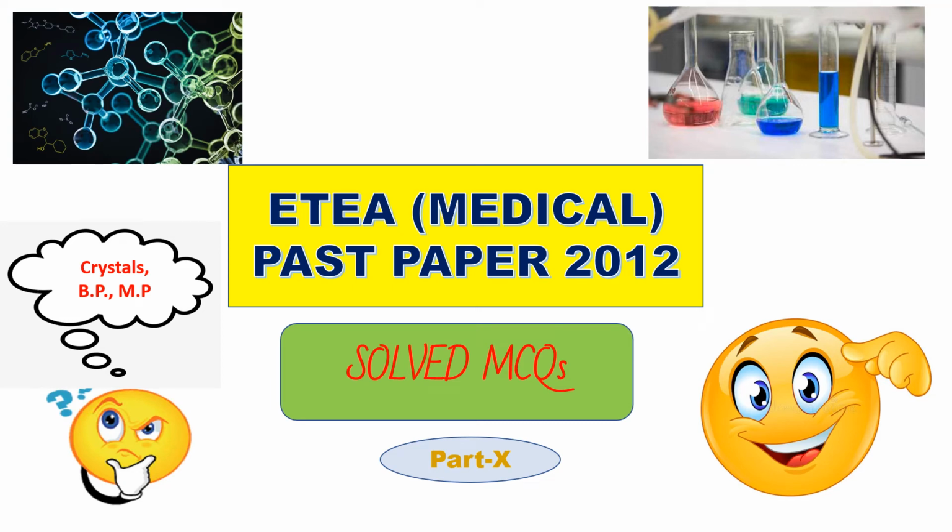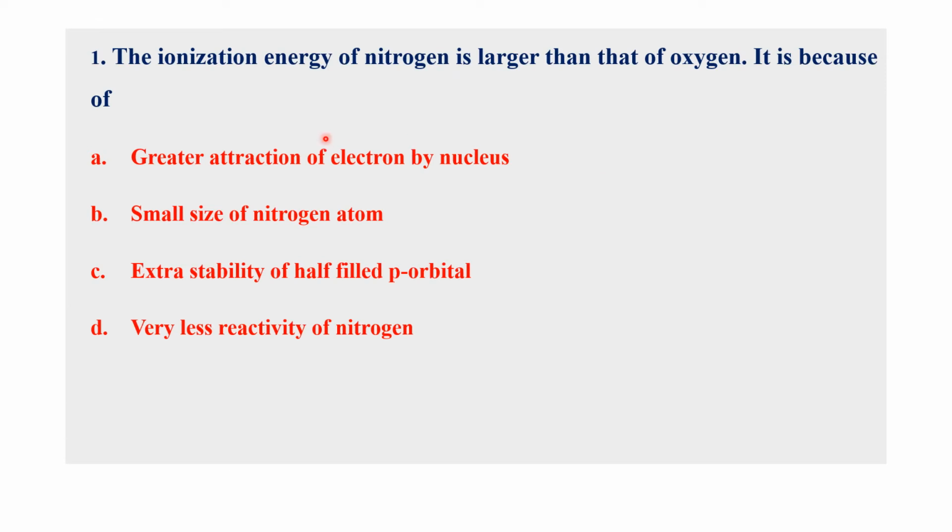This video is about solved MCQs of past ETA paper. The ionization energy of nitrogen is greater than that of oxygen. This is because of greater attraction of electron by nucleus, small size of nitrogen atom, extra stability of half-filled p orbital, very less reactivity of nitrogen atom.